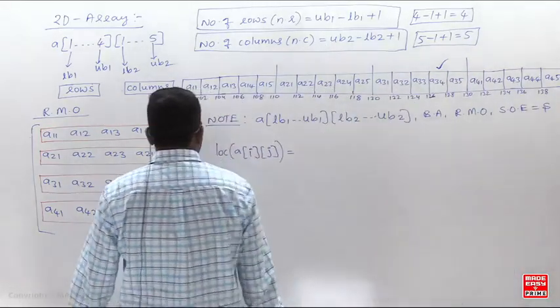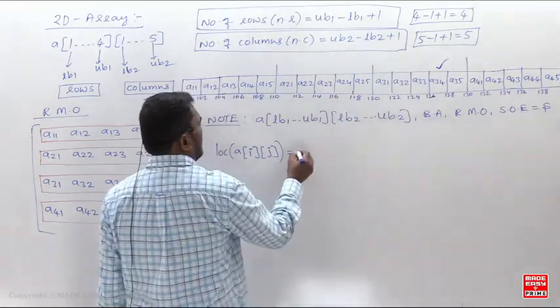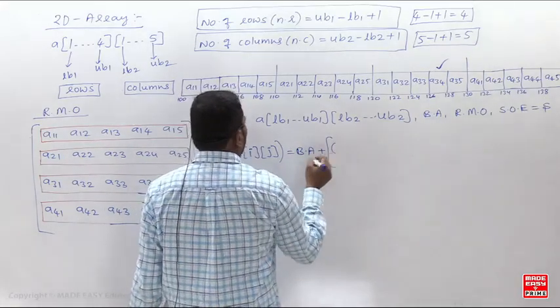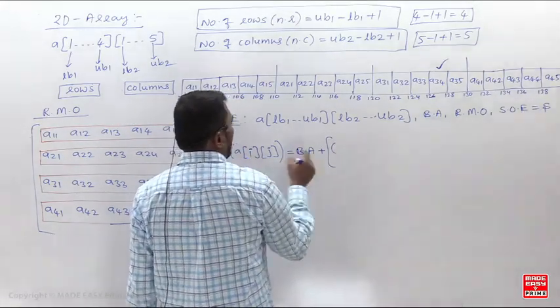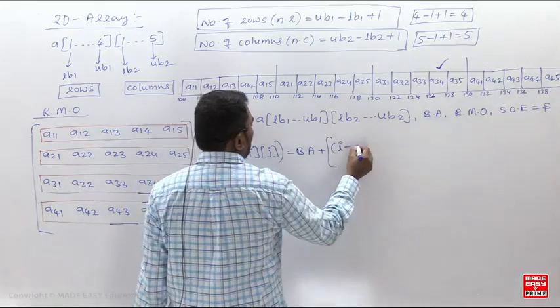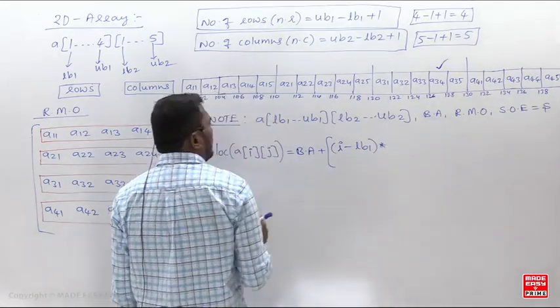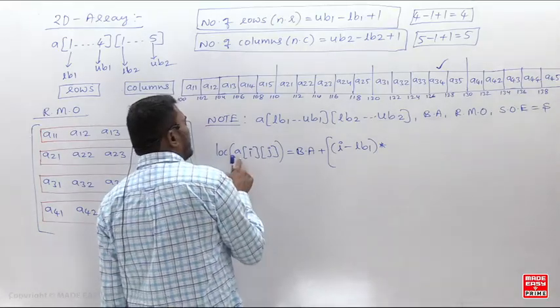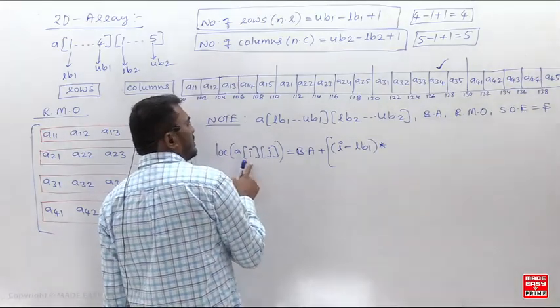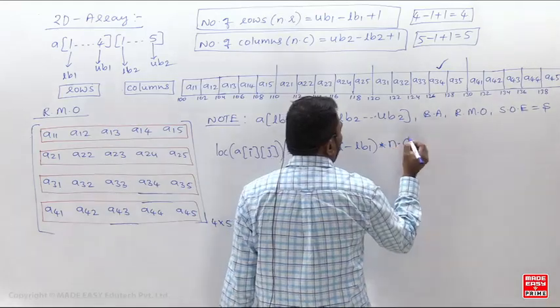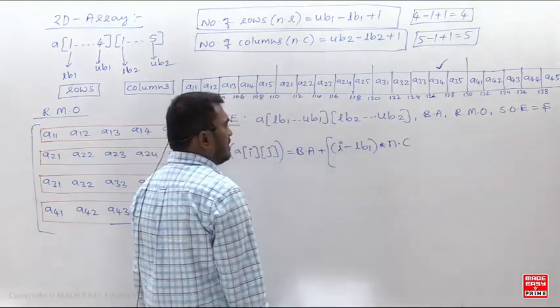So understand here, write down the formula. Base address BA. You want to go to row number I. So how many rows do you have to cross? I minus LB1. So this many rows you have to cross. And every row is having how many elements? Number of columns, NC.